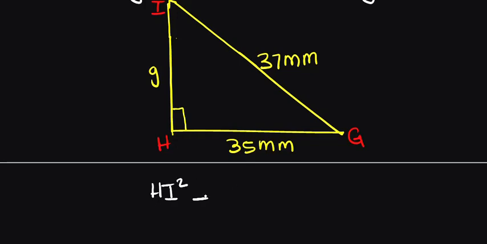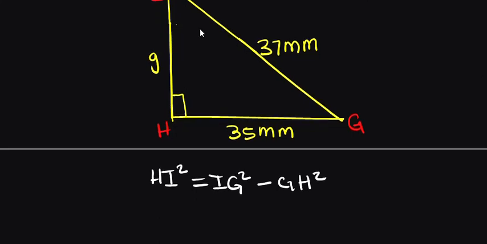HI squared is equal to, then the hypotenuse side. Start with the hypotenuse side here, GI squared, then subtract the other side that is given, minus GH squared.